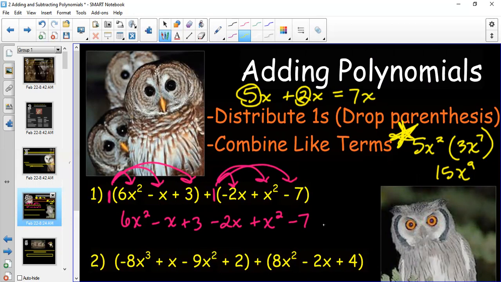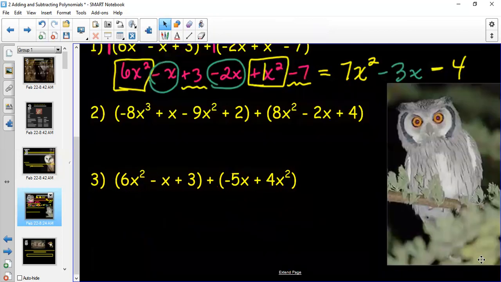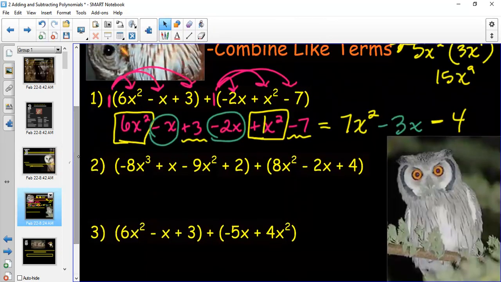Okay, so when I write these, I always put them in standard form. And if you remember from yesterday, that means highest exponent to lowest exponent. So let's start with our highest exponents. I have 6x squared plus 1x squared. That gives me 7x squared. So again, you don't add the exponents. You add coefficients and keep the exponent. I'm going to go to our next terms, negative x and a negative 2x. That gives me negative 3x. And last, I have my constants, positive 3 and a negative 7. That gives me a negative 4. So my final answer here would be 7x squared minus 3x minus 4.